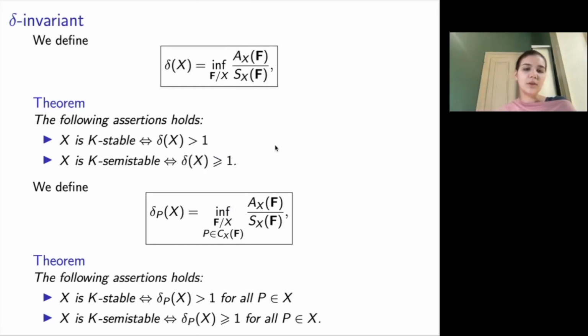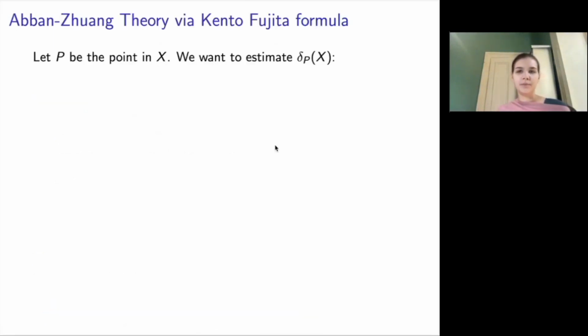So the following assertions hold. X is K-stable if this invariant is greater than 1, and X is K-semistable if it's greater or equal than 1. And similarly, we can define for the threefold X the local δ-invariant, so it's log discrepancy over this S integral, which we'll define later on. If this local δ-invariant is greater than 1 for all points in this threefold, then X is K-stable, and if it's greater or equal than 1, then it's K-semistable.